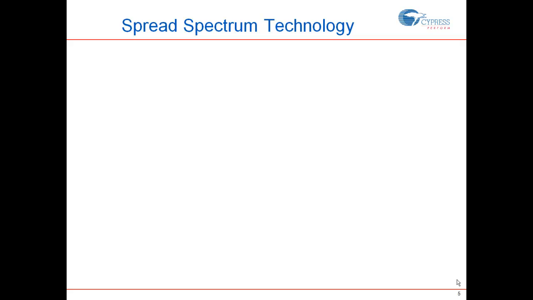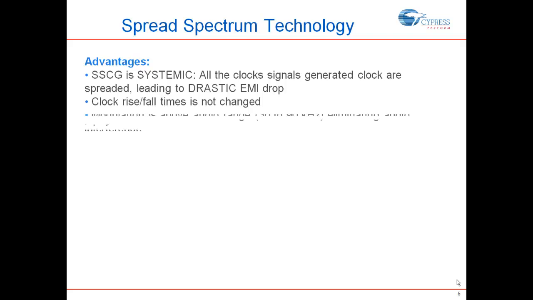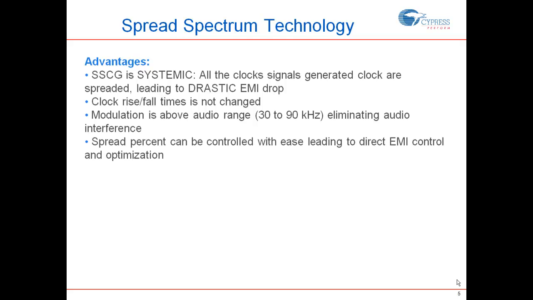The advantages of using spread spectrum technology are: 1. Spread spectrum technique is systemic. That means the EMI is reduced at the clock source itself. 2. Clock rise and fall times are not changed. 3. Modulation is above audio range, eliminating audio interference. 4. Spread percent can be controlled with ease, leading to direct EMI control and optimization.